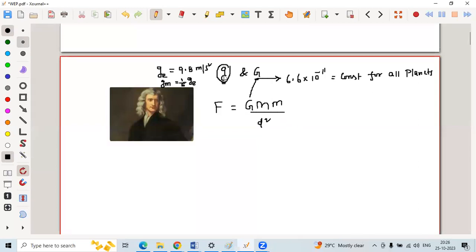Now, is there any relation between capital G and small g? Is there any connection? There is. What formula is this? g is equal to GM by r square. Hey Buddha, you naughty fellow, you are giving different formulas. How to remember? See.